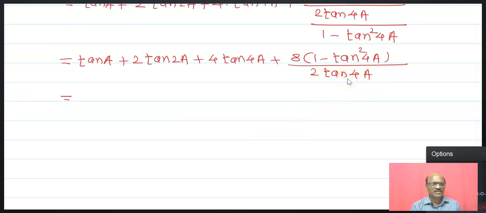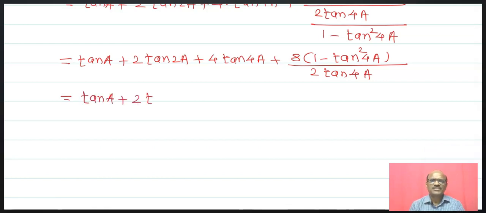Now we'll simplify here. How is it simplified? That is 2 tan 4A into 4 times tan of 4A. Now this 2 and 4 becomes 8. 8 tan square 4A plus 8 in bracket 1 minus tan square 4A. Now this becomes 8 tan square 4A. This is a plus and this is a minus. These two terms get cancelled and you will get 8 upon 2 tan of 4A. And 8 divided by 2 is 4 upon tan of 4A. Now see these steps.